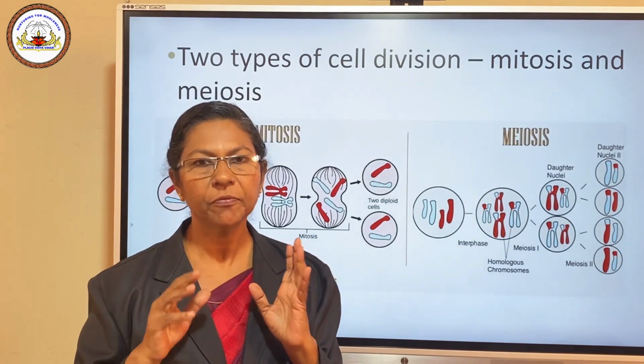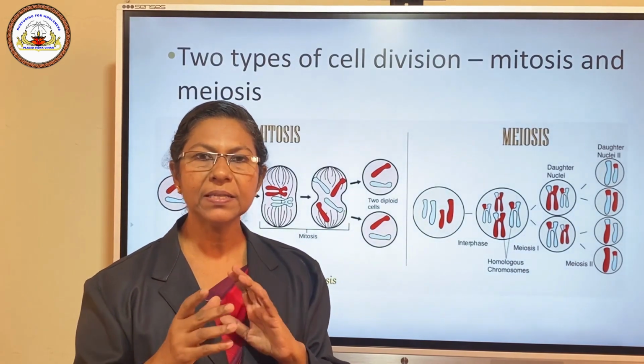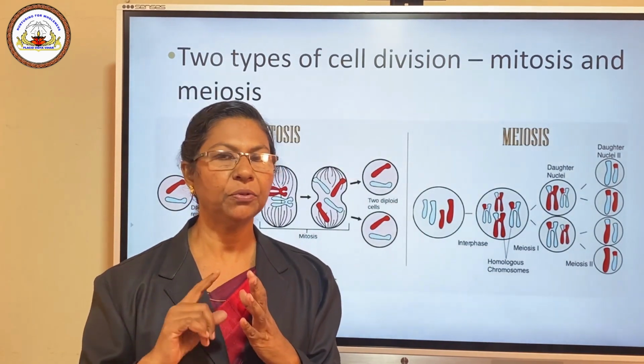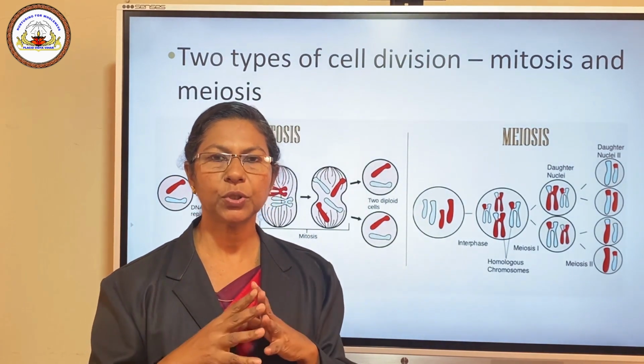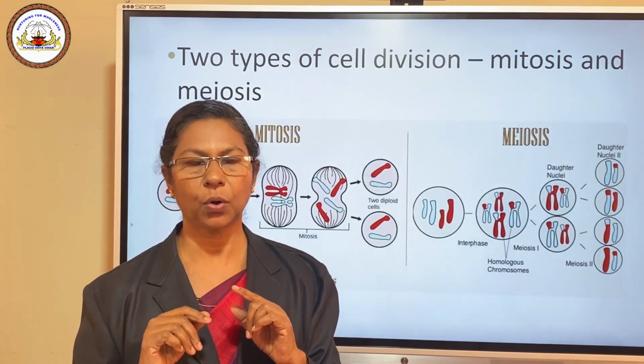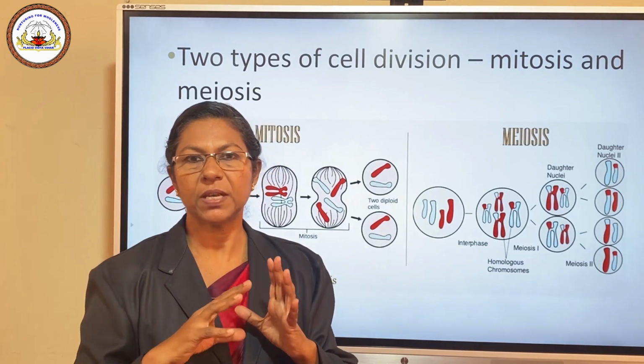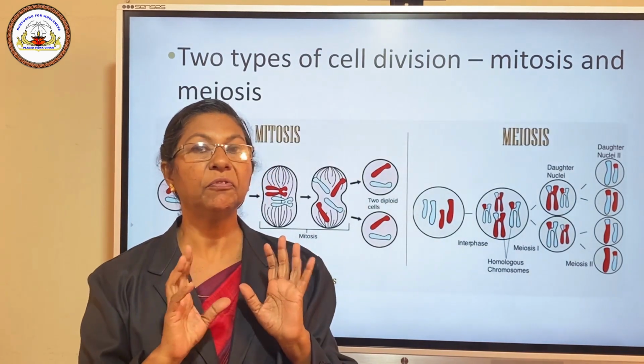At the time of fertilization or fusion, these gametes join together, and the 23 chromosomes from the father and 23 chromosomes from the mother join together to form 46 chromosomes in the zygote or in the embryo. So there is re-establishment of chromosomes taking place in this fusion.